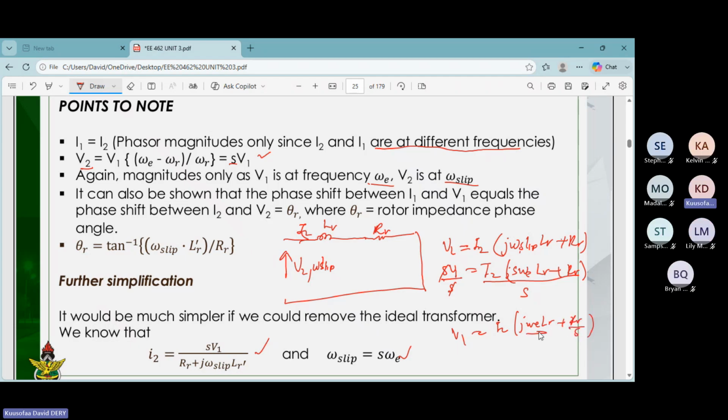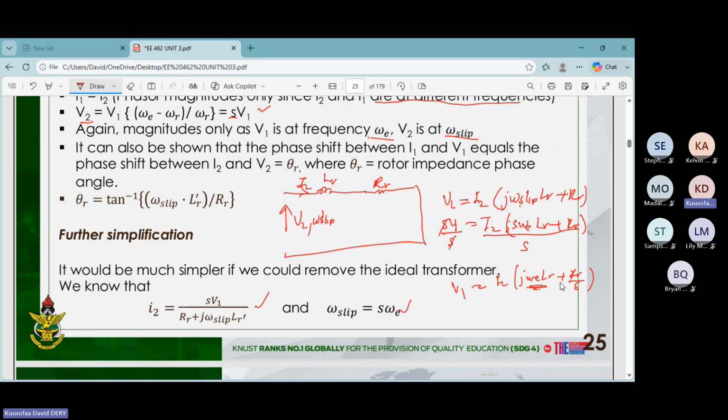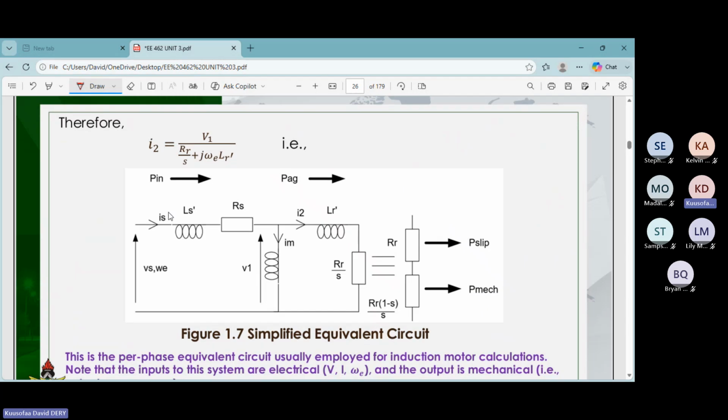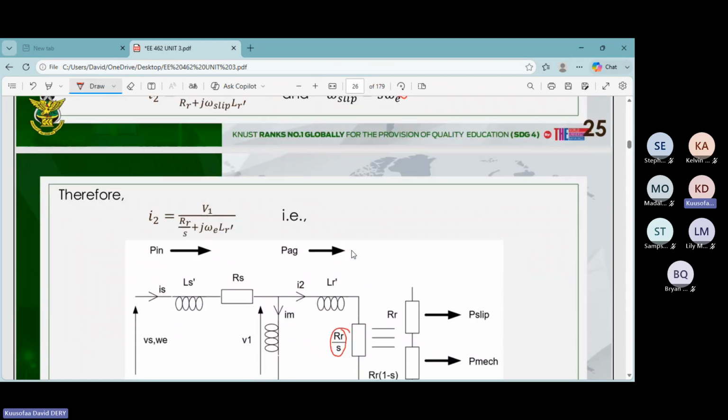So right now we see that the frequency of the reactances is the same. So now we can redraw this circuit to ensure that the frequencies on both sides are the same, like that of the transformer. So that is what we are going to do. When we transfer the parameters to the stator side and redraw the equivalent circuit, we are going to have it as this, right? So this is where we have R over S. It's coming from this relationship. So that is what we have at this point, right?